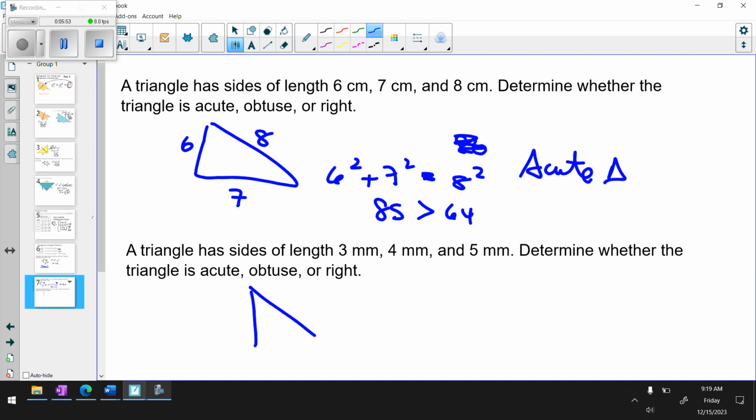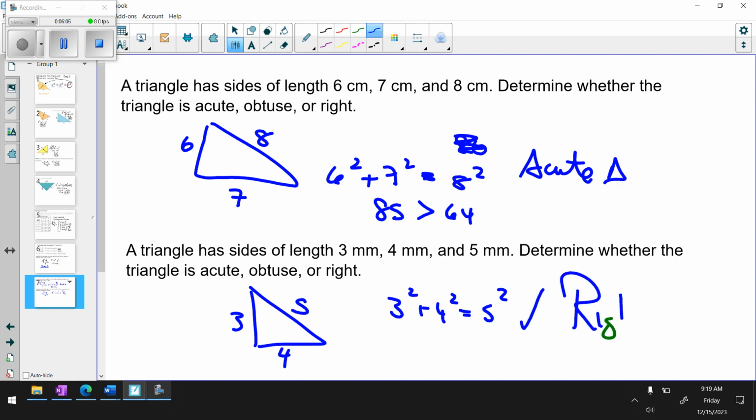And the last one, 3, 4, 5. Oh, we just talked about that. That is a triple. That's going to be 3 squared plus 4 squared equals 5 squared. It works. This is a right triangle. I don't know why that switched colors, but that's kind of cool.